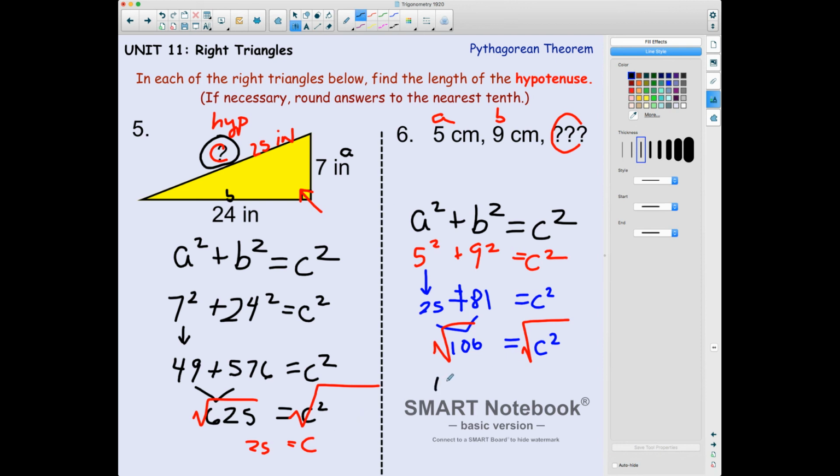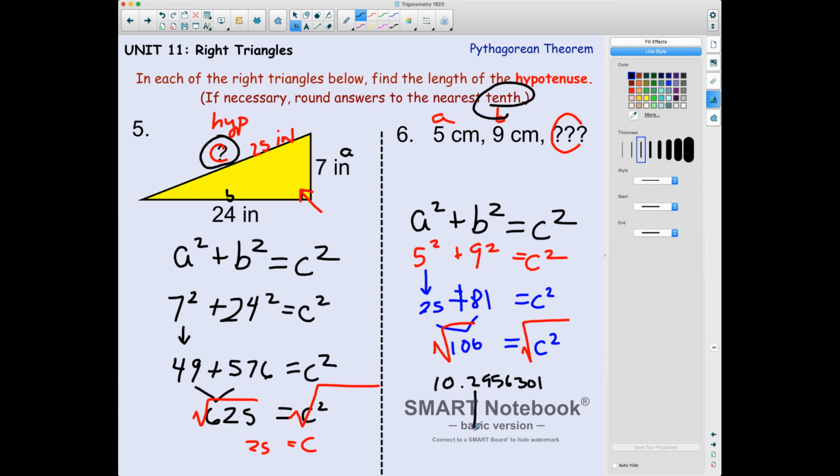All right, hold on. I'm getting 10.295630. I'm getting really tired writing. Do I really have to write everything? Oh, wait. No, I don't have to write everything. It says, if necessary, round answers to the nearest 10th. Okay, cool. So, nearest 10th.